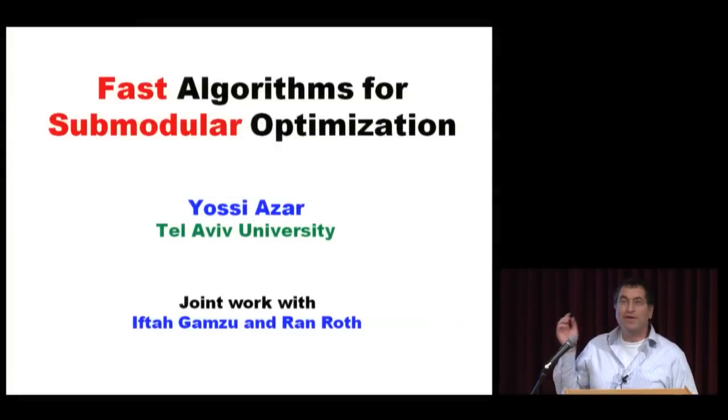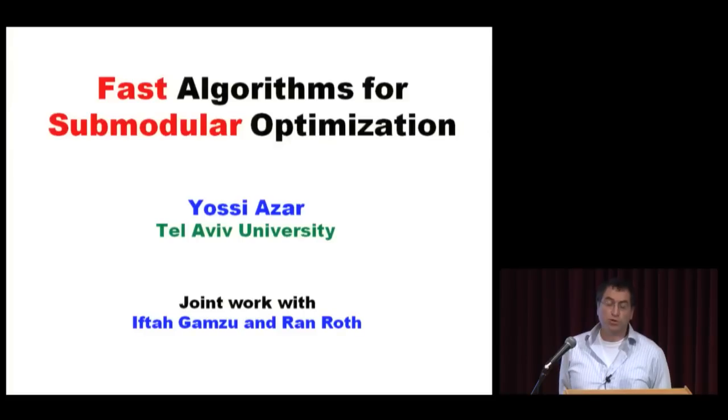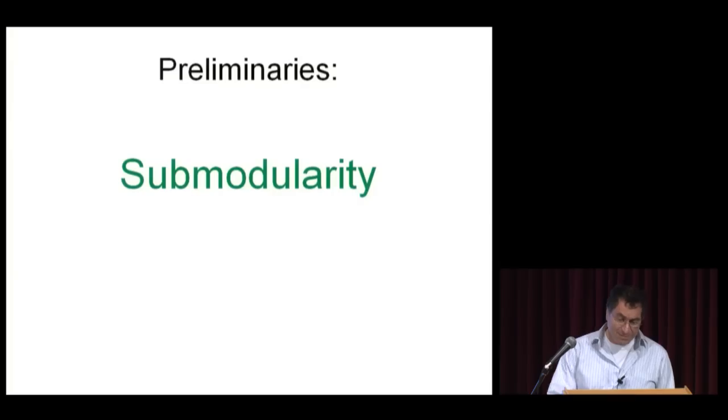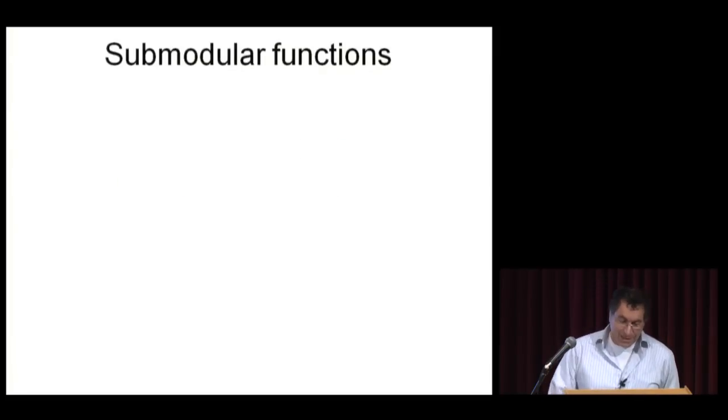So I'm going to talk about fast algorithms. We're switching back to algorithms and not complexity, about submodular optimization. I assume that some of you are familiar with submodularity, but I'll define it. It's joint work with Yiftach Gamzu and Ran Roth, two of my students. So let me first define what submodularity is.